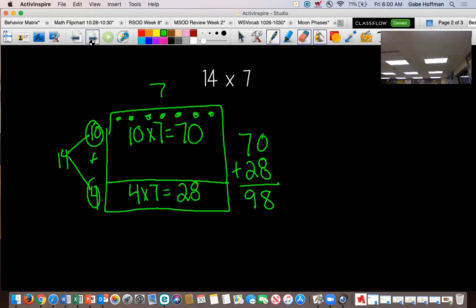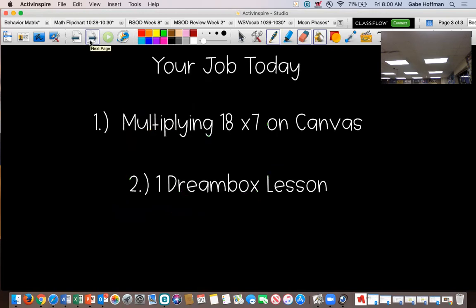So when you go off and work today, your job is going to be one problem on Canvas, 18 times 7. So you're going to go just like you would have during virtual learning. You're going to go to Tuesday. You're going to click on math, and your 18 times 7 problem is on Canvas. You're going to solve that problem for part number 1, and number 2, you're going to explain that solution. All right. After you've solved that, you can go on and do one Dreambox lesson. All right. That's your only job today, solving 18 times 7 and explaining it, and then doing one Dreambox lesson.